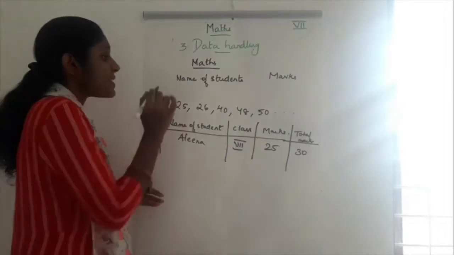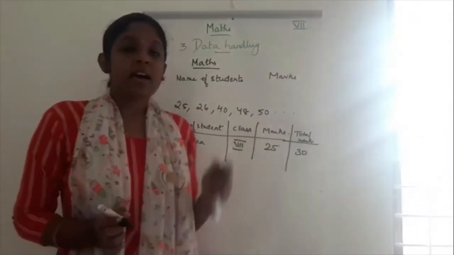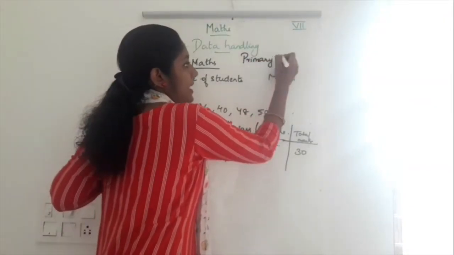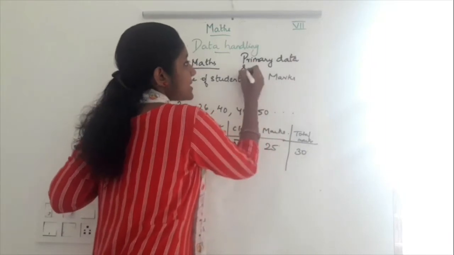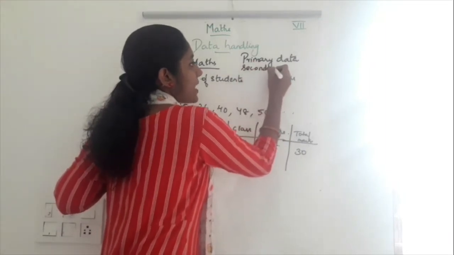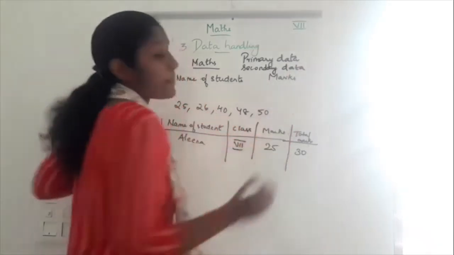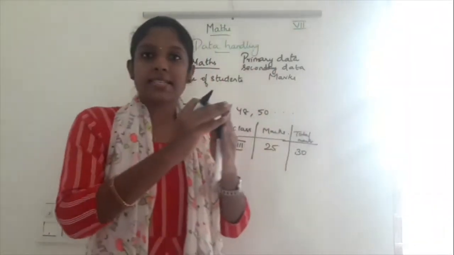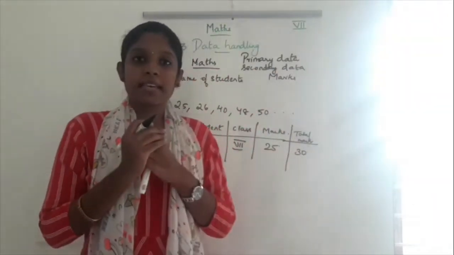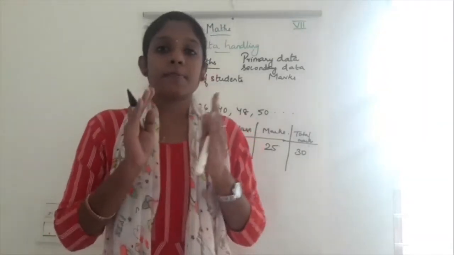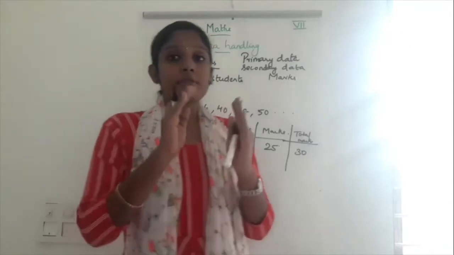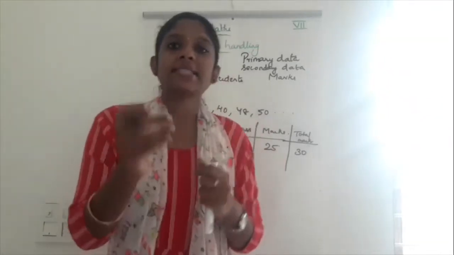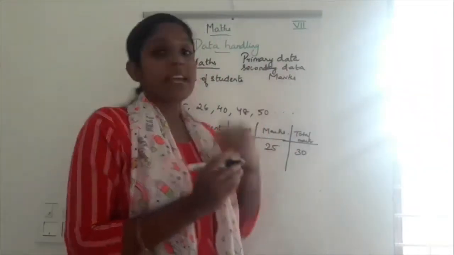Next we have to study that there are two types of data. The first is called primary data, and the second one is called secondary data. Primary data is when you collect information or data directly from a source. For example, if I want to collect data on the height of students in 6A or 7A, I will directly go to the students, take the heights and collect the data. Such data is called primary data.